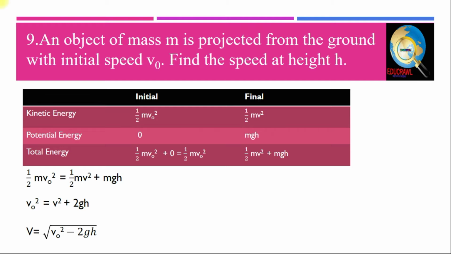So we need to find v. Taking 2gh to the other side, we have v squared is equal to v0 square minus 2gh. Our aim is to find v. So taking square root on both the sides, we have v is equal to square root of v0 square minus 2gh. This is the value of speed at a height h.